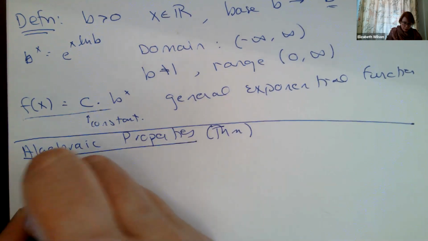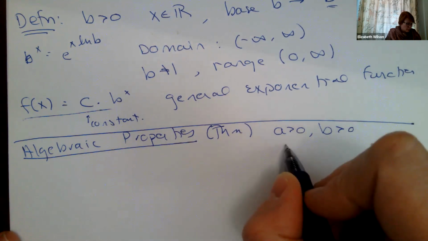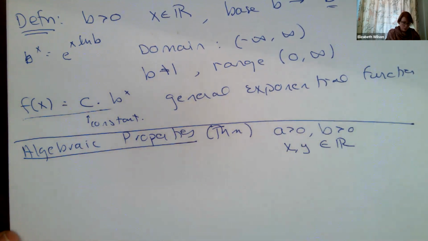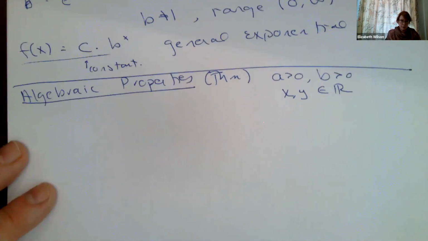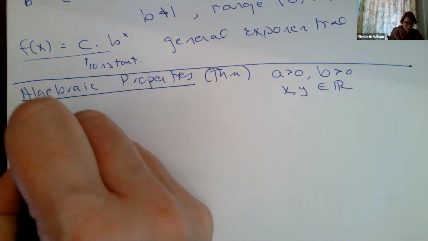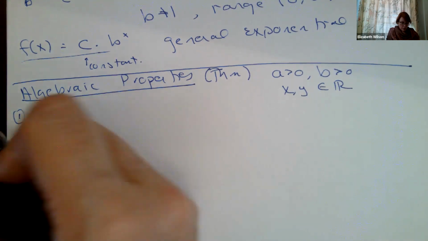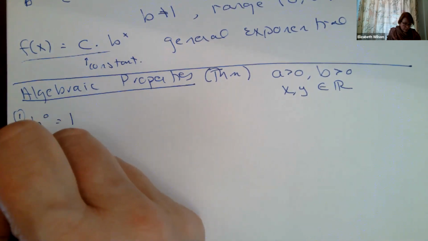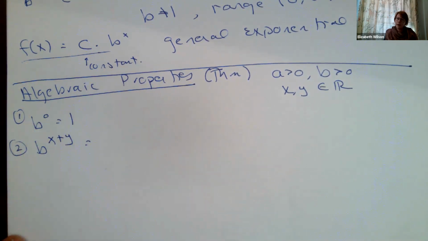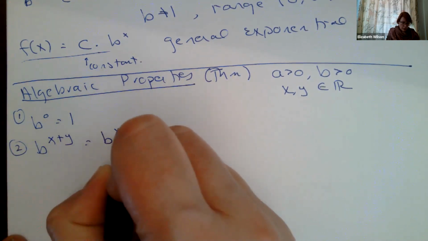Okay, so first off, we're going to say a is greater than 0, b is greater than 0, x and y are real numbers. Just to set down some ground rules first. So our first algebraic property, b raised to the 0th power is equal to 1. Anything raised to the 0th power is equal to 1. b raised to the x plus y, right? This is sort of like we're talking about general rules for exponentials, exponents, b to the x times b to the y.